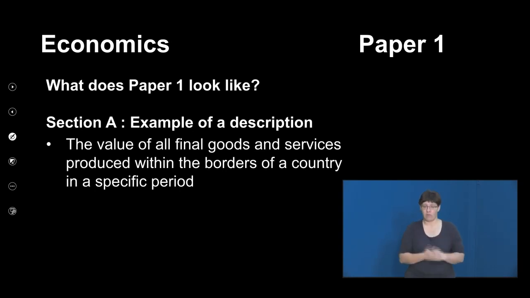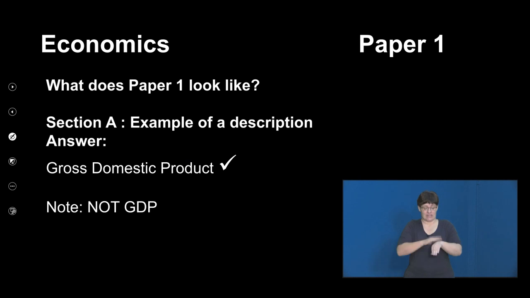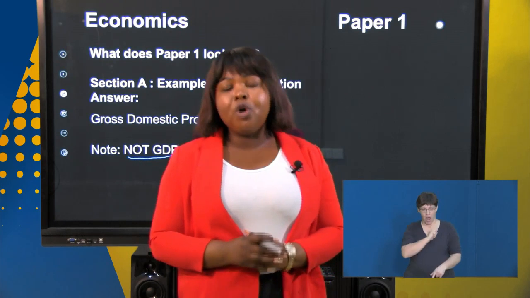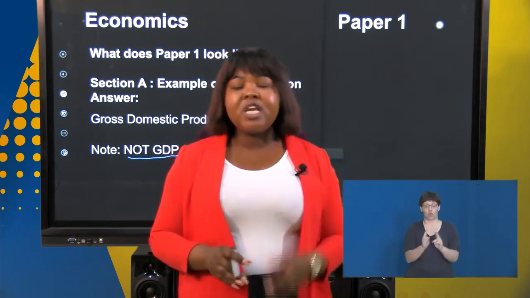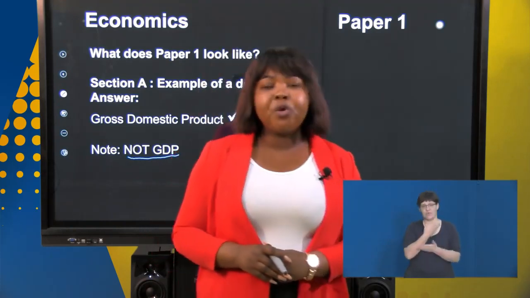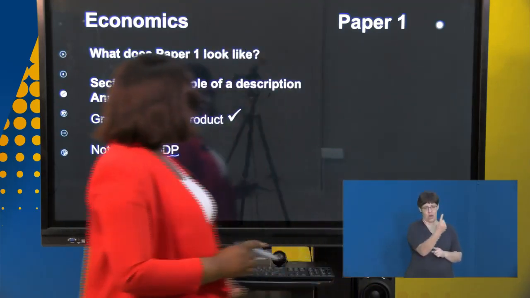Right, for example, you are given the value of all final goods and services that are produced within the borders of a country for a specific period. Here the answer is gross domestic product. Like I've already alluded to you guys, do not write GDP. If you write GDP, you do not earn marks. An acronym or an abbreviation does not earn you marks for purposes of question 1.3.